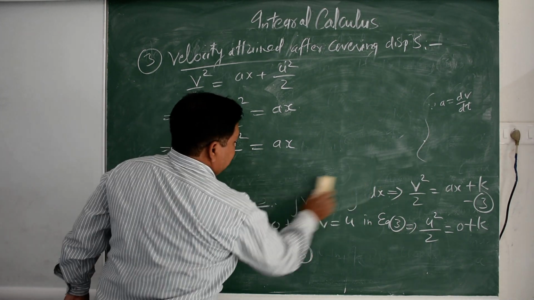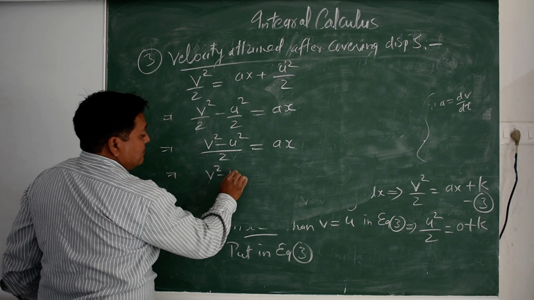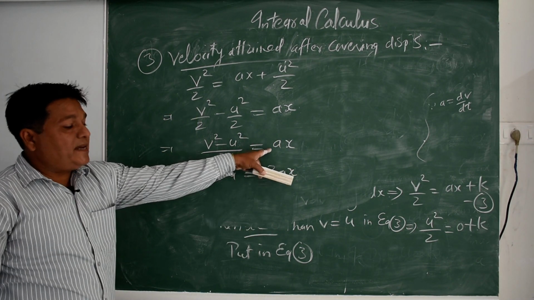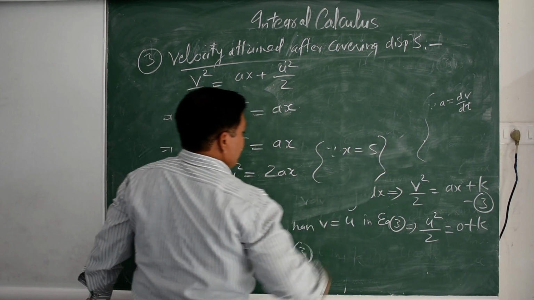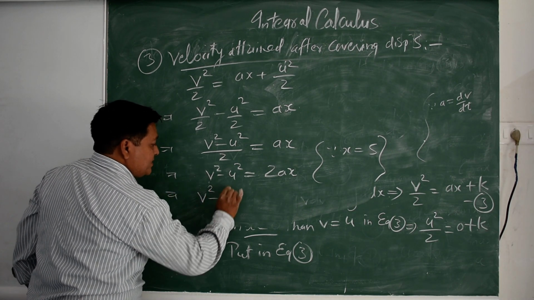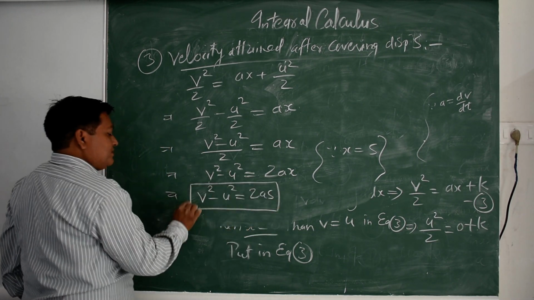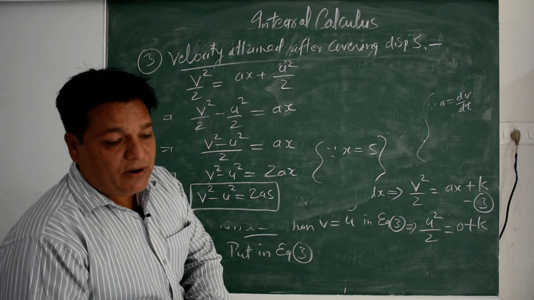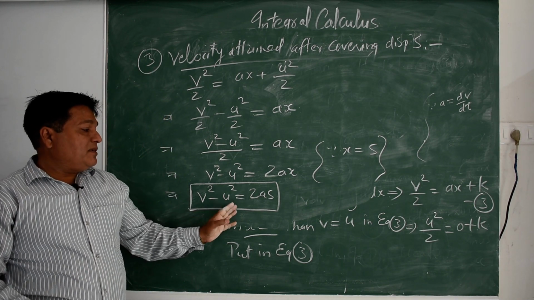This equation will become v square minus u square is equal to 2ax, by cross multiplication. Since x is equal to s, the displacement of the particle, we place this value and get v square minus u square is equal to 2as, which is the required equation of motion. So this is the third equation of motion. Velocity attained by a particle after covering the displacement s: v square minus u square is equal to 2as.